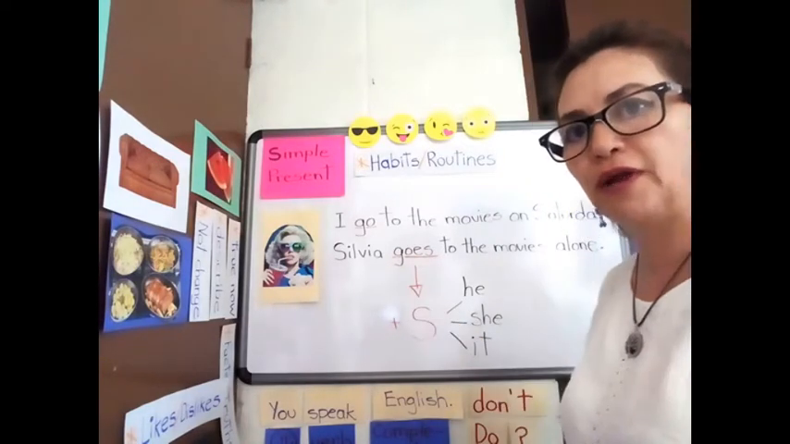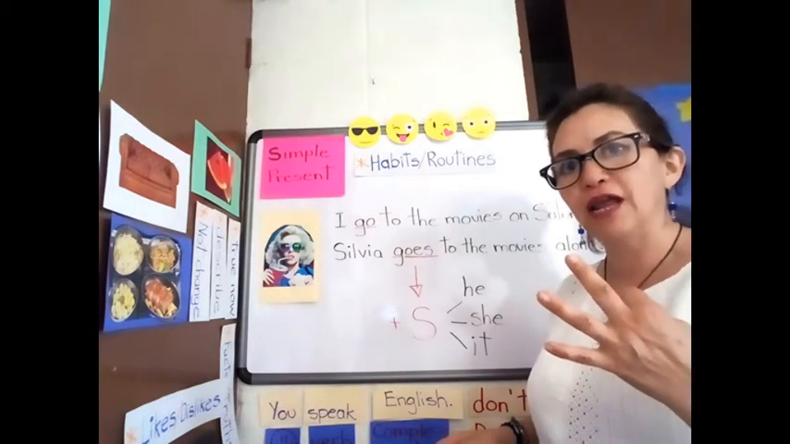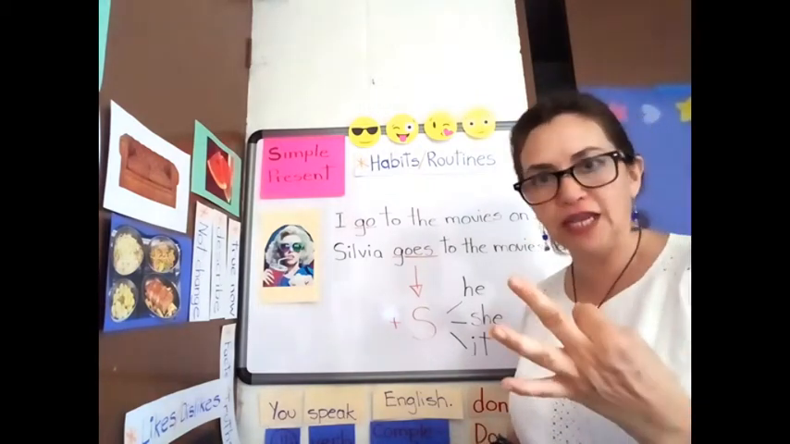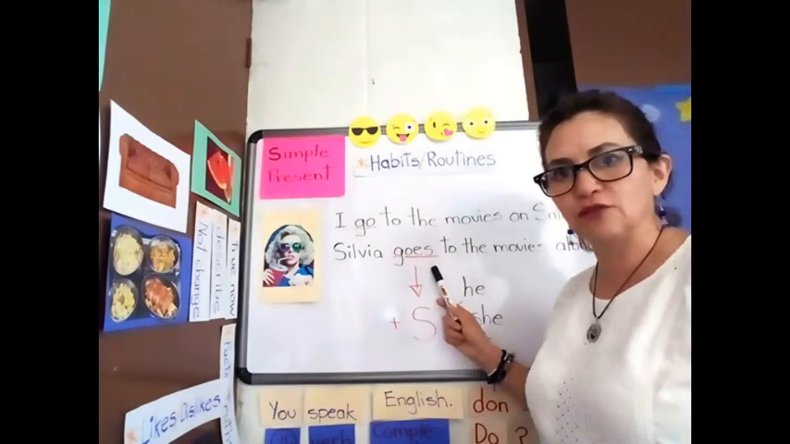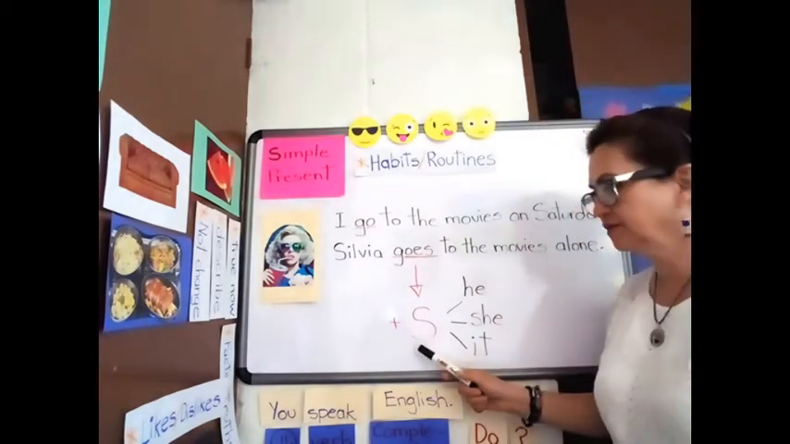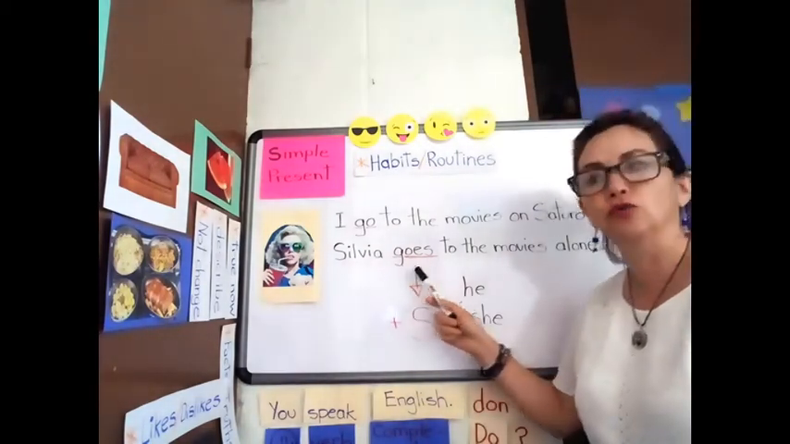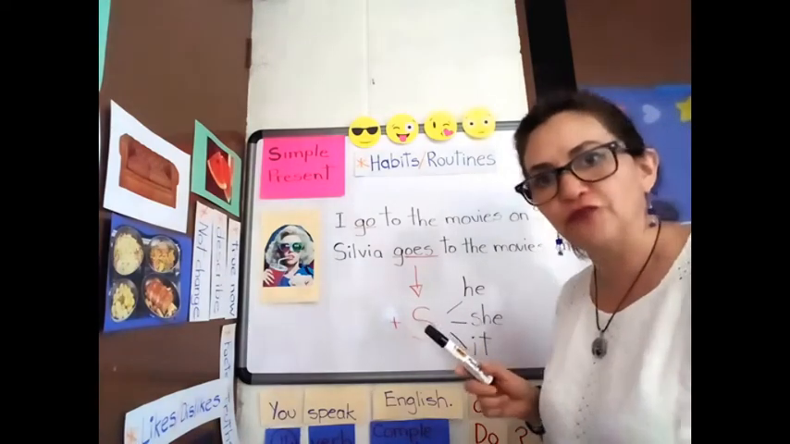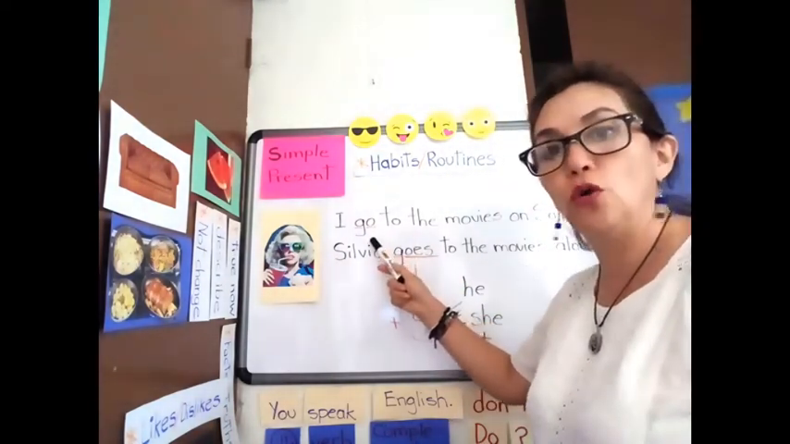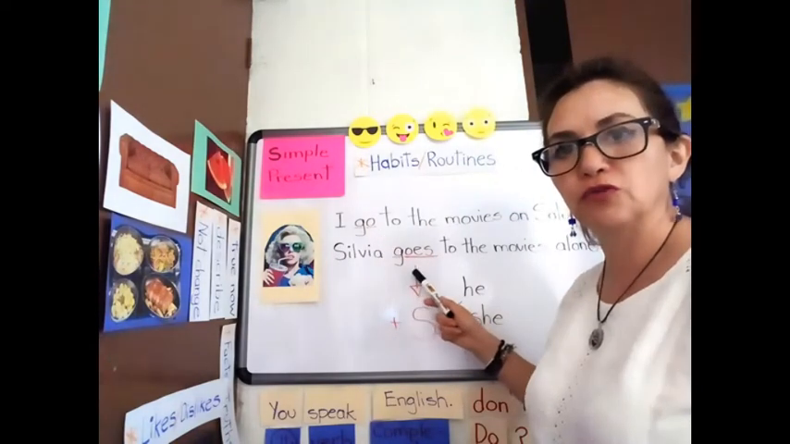But when we are talking about subjects in third person singular, like he, she, and it, we use the verb with an S. We add an S. For example, Sylvia goes to the movies alone. You see the difference of the verb? Go, I go, goes. Sylvia goes, she goes.